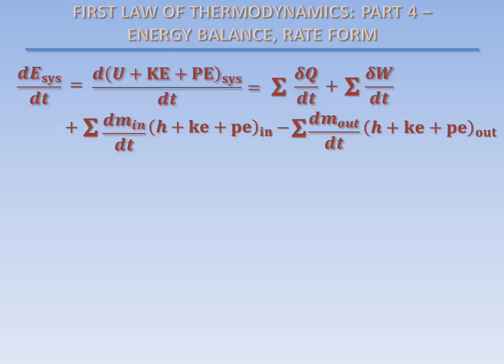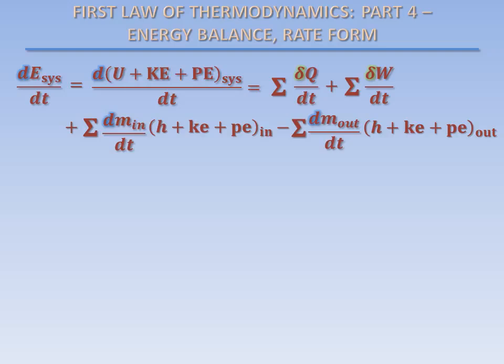You may have noticed that there are different symbols used for the time derivatives. Some of these derivatives use the letter d to represent a differential amount. These are called exact differentials. Differential amounts of heat and work are denoted by the delta symbol. These are called inexact differentials.